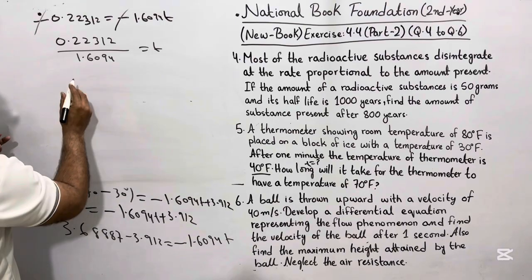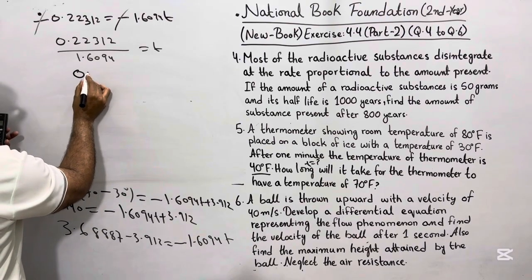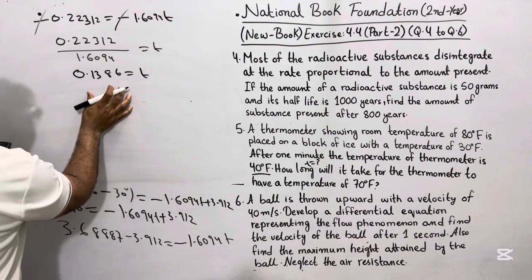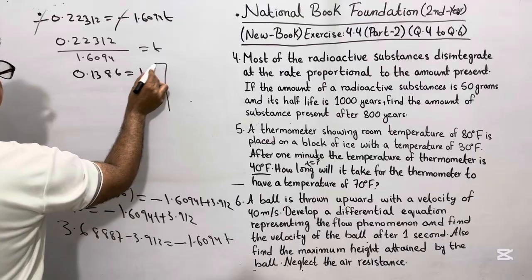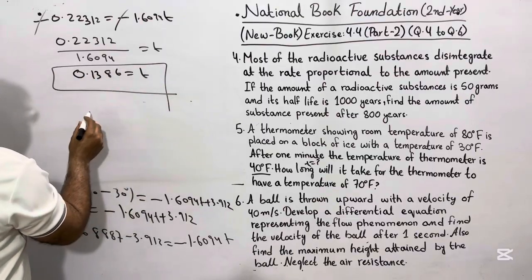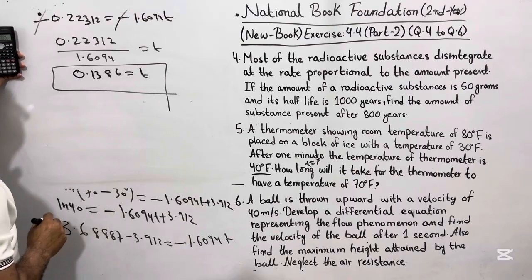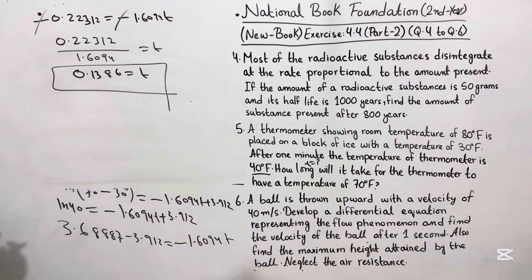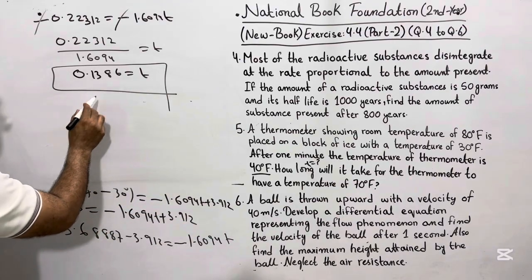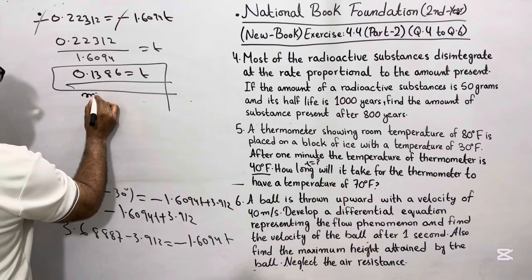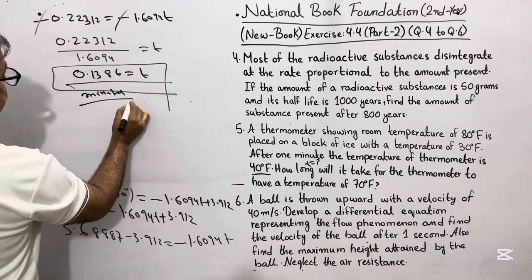1.6094. It is 0.1386. These are the minutes. 0.1386 minutes are required for the temperature to be 70 in that case. So our answer is 0.1386 minutes, because the unit we have been given is minutes.